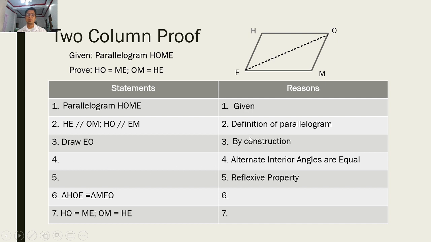Sa number 4, alin yung magiging equal dito? HEO equal siya sa MOE. Ano pa? HOE, yung angle na to, equal siya sa MEO. This one. So that will be something that we will be putting. Okay? So pag tayo ang pinaglalagay po ng alternate interior angles are equal, my suggestion is, ilagay mo na lahat. So tandaan nyo na yung markings, angle.